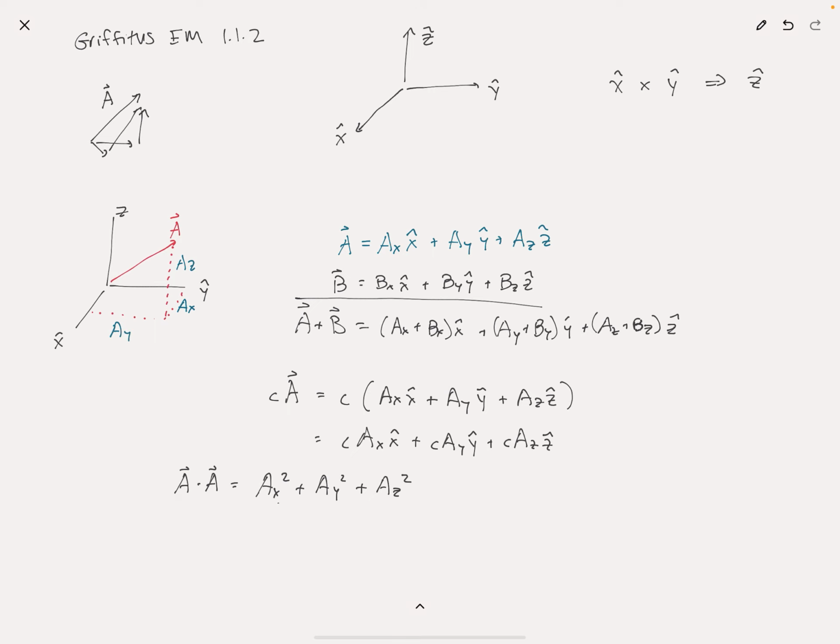So another way we can write that is this is A squared, this is AX squared plus AY squared plus AZ squared. So the magnitude of our vector is the square root of all of the components squared and added together. This is essentially Pythagoras' theorem.